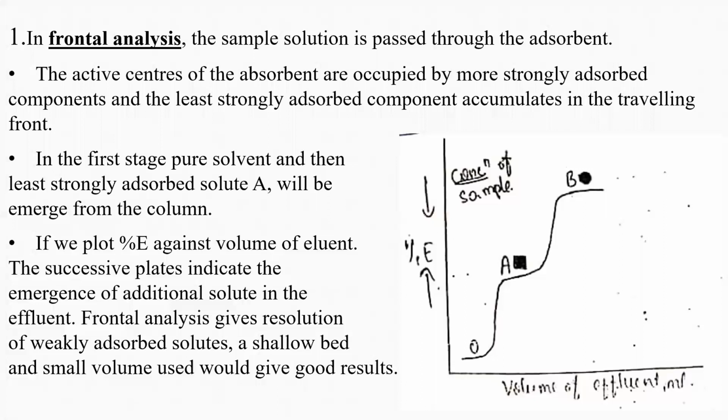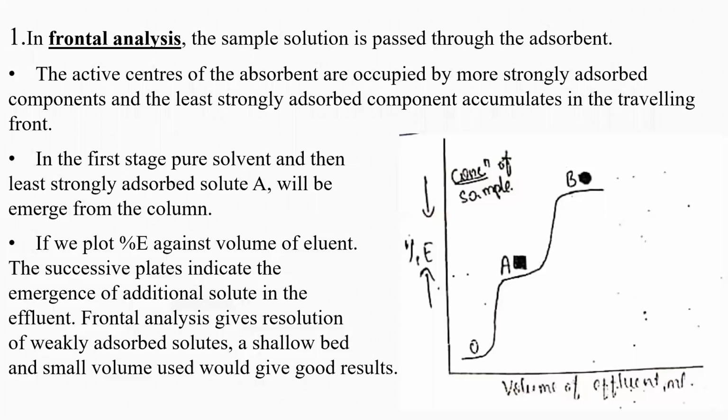First, we discuss frontal analysis. In frontal analysis, the sample solution is passed through the adsorbent. The active centers of the adsorbent are occupied by the more strongly adsorbed components, and the least strongly adsorbed component accumulates in the traveling front. In the first stage, pure solvent and the least strongly adsorbed solute A will emerge from the column. If we plot percentage against the volume of the eluent, the successive plateaus indicate the emergence of additional solute in the effluent.